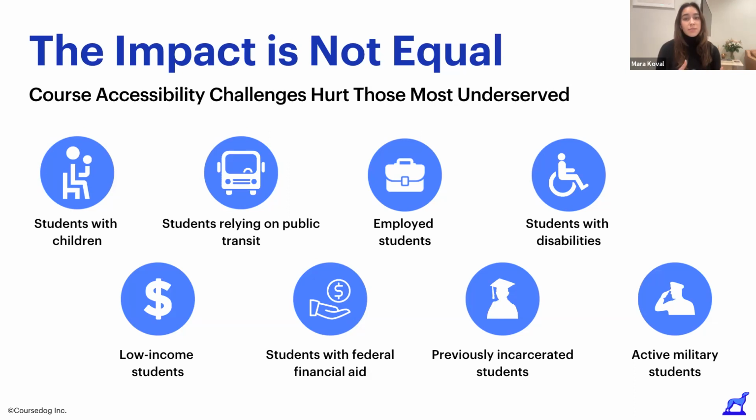I also know this slide doesn't even cover all of the various student groups that we could talk about when it comes to course access. I've also talked with administrators that are concerned about course access for transfer students, students that commute home on the weekends, gap year students, student athletes, and the list goes on.